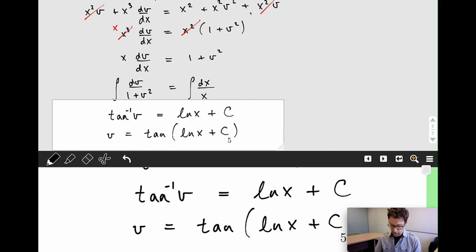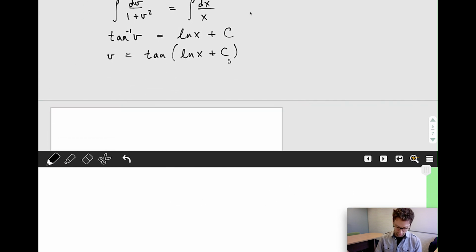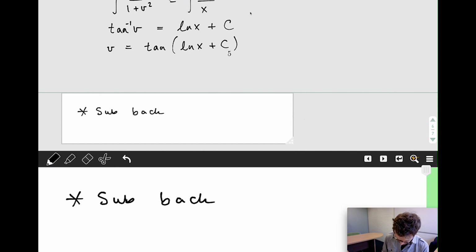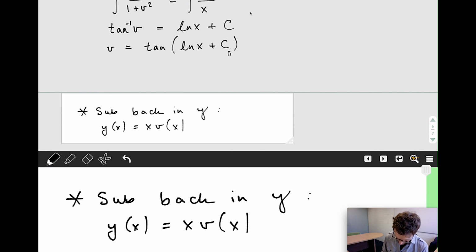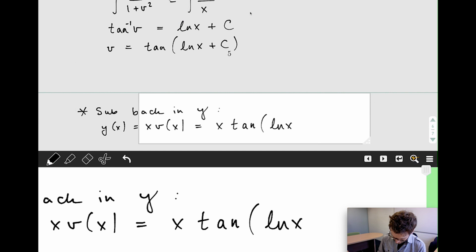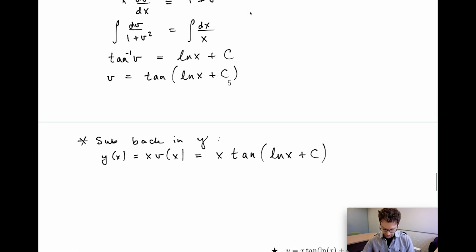Now we're not done yet because we need to express this as a solution for y of x, our original variable. So let's sub back in y. So we'll remember that y of x was equal to x times v of x. So my solution is x times tan of log x plus c. And to fix that last variable there, that c, I would need to have some additional information.